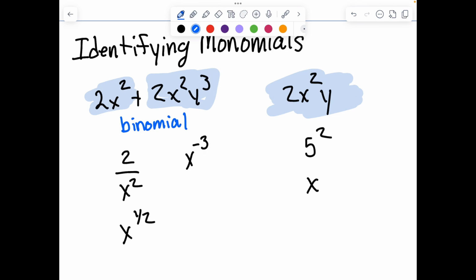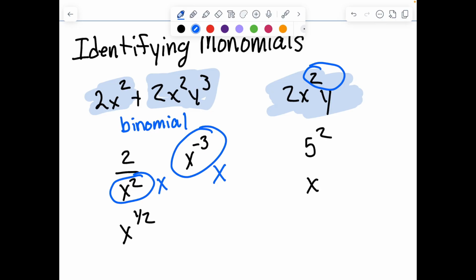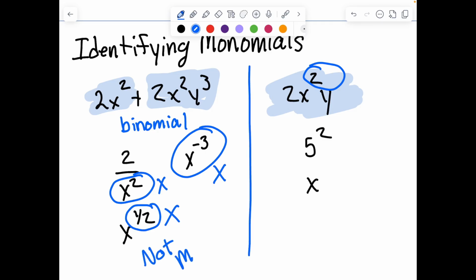The other classification for a monomial is that the exponent needs to be positive if it has an exponent. So in this case, x to the negative 3 would not be a monomial. It also needs to make sure that the variable is not in the denominator if there is a denominator. The other classification is that the exponent needs to be a whole number. So in this case, the ones on the left are not monomials, while the ones on the right are monomials.